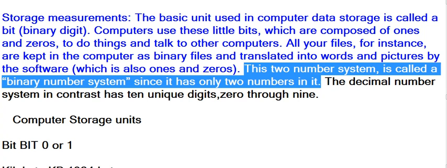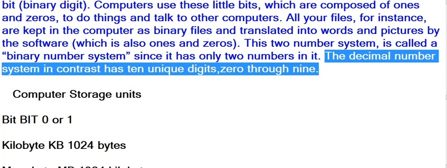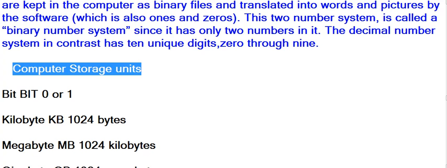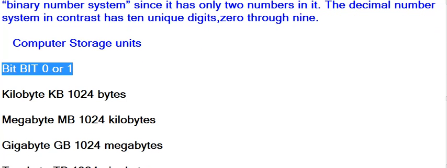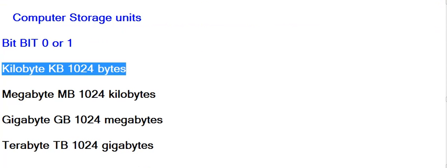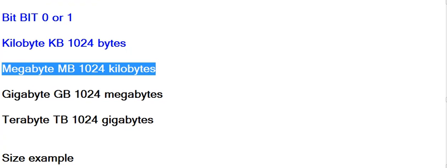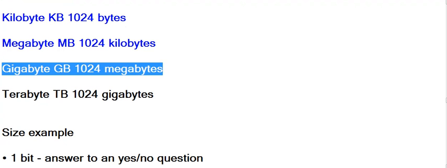This two-number system is called a binary number system since it has only two numbers in it. The decimal number system, in contrast, has 10 unique digits, 0 through 9. Computer storage units. Bit: 0 or 1. Kilobyte, KB: 1024 bytes. Megabyte, MB: 1024 kilobytes. Gigabyte, GB: 1024 megabytes.